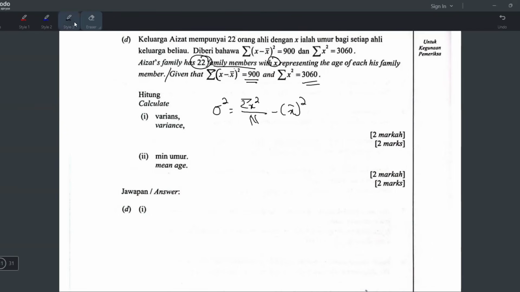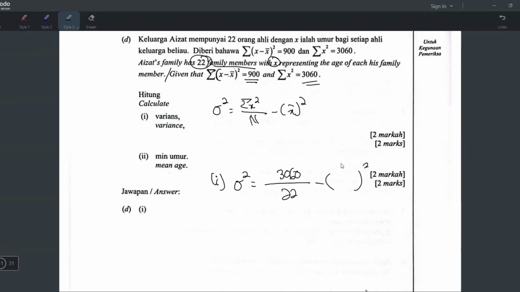But there is a big problem. When you find variance, you need the sum of x squared, which is good, you have it: 3060. The n you also have, which is 22. But the problem is you don't have the mean. 900 is not the mean. 900 is the sum of (x minus mean) squared. So this is a big problem.